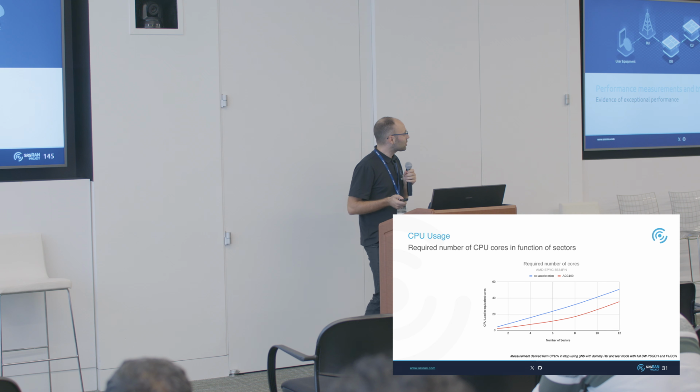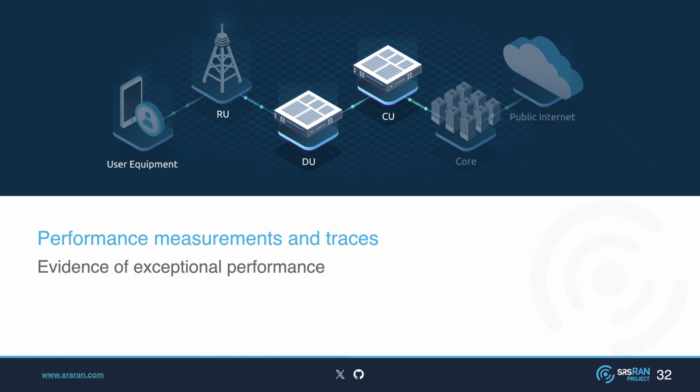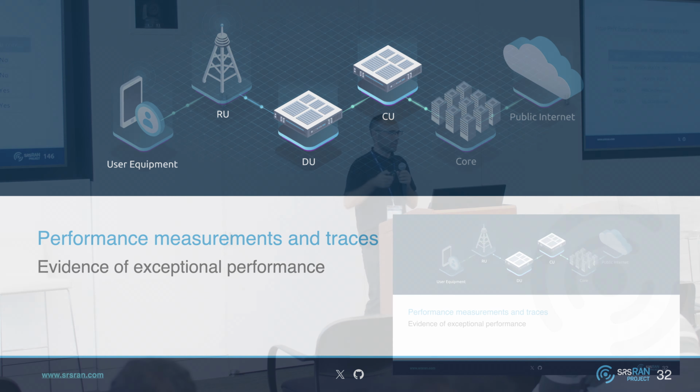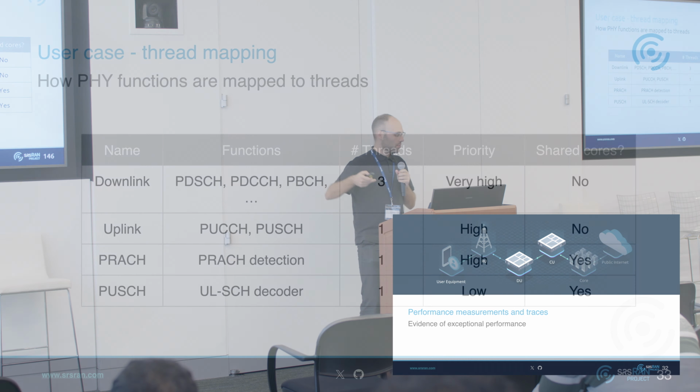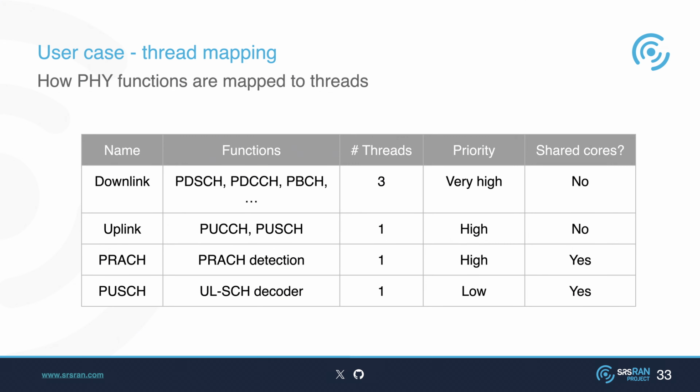OK, now we go to some performance measurements and traces. Before I start with measurements and traces, we configured the gNB in test mode in order to have some synthetic load for it, because connecting UEs can be a bit complex. So this gives us some deterministic runs.